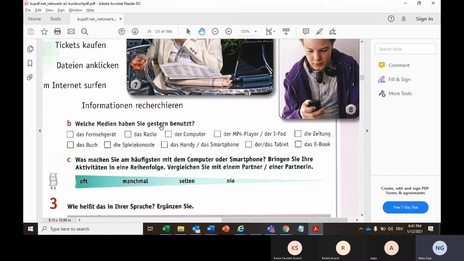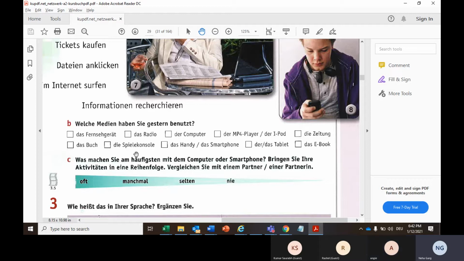Welche Medien hast du gestern benutzt? Ich habe das Tablet und der iPad gestern benutzt. Tell me the whole sentence. Okay. Yes. Yeah. Schön.